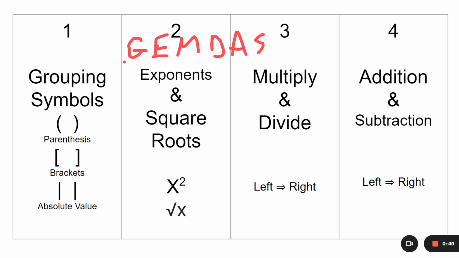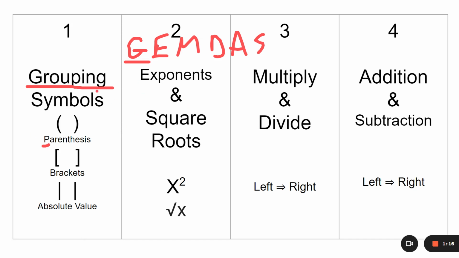I like to say GEMDAS, and the reason I say a G instead of a P is because the G stands for grouping. There's more than just parentheses, essentially. When we start in seventh grade, we're going to be seeing brackets, absolute value bars, and big division bars or big fraction bars. All of those qualify as groupings, which means we would do what's inside of those first. That's why I say GEMDAS instead of PEMDAS, because there's more than just parentheses we would have to focus on.